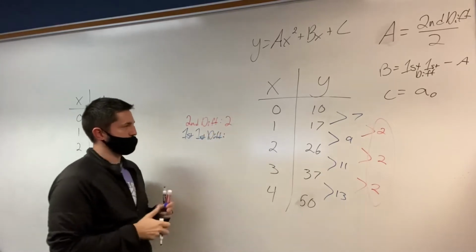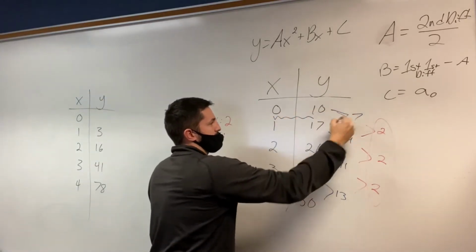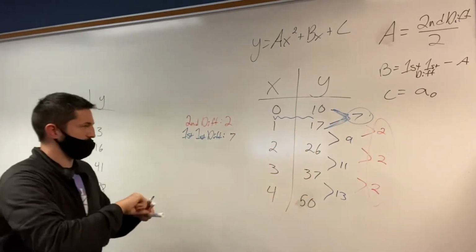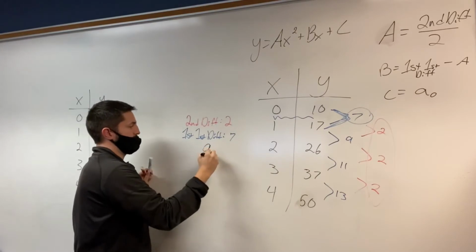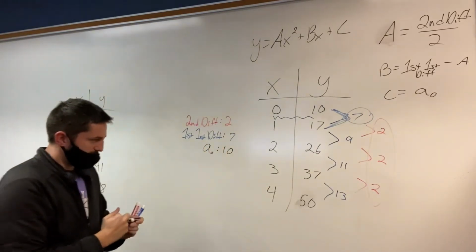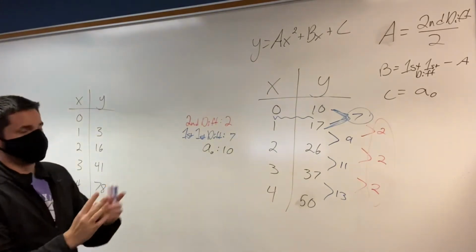Again, that's from lesson 2-1. It's the difference between 0 and 1. It is right here. It is 7. And then a sub 0 is always the easiest one. A sub 0 is 10. Okay. So up to this point, that is what you should already know how to do. That is a review of everything from before.